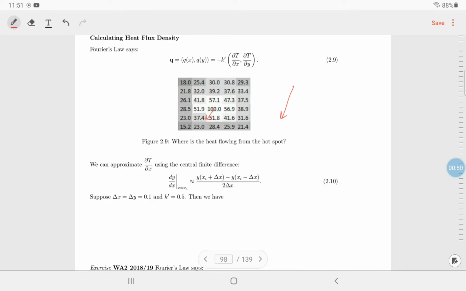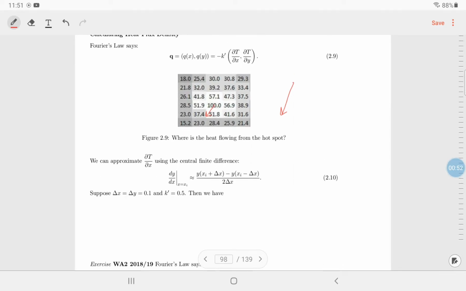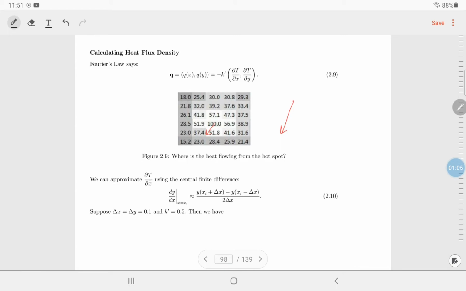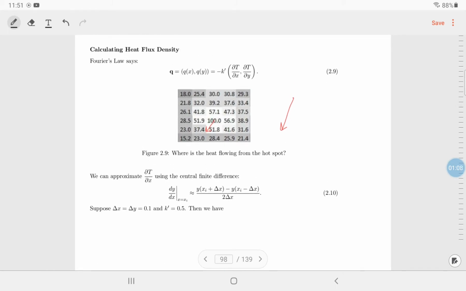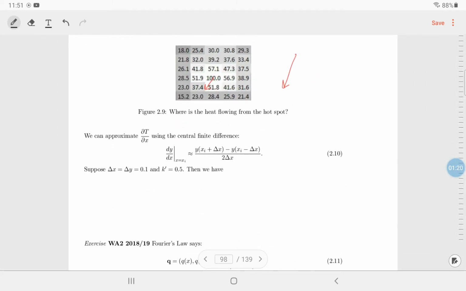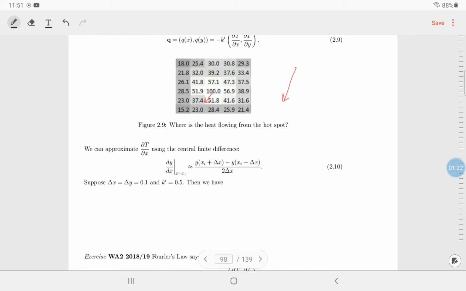So what we do, and I'm wondering, is this where the two in the previous section that I couldn't figure out came from? But no, we're going to do rise over run here. So okay, slow down a second. We have that the heat flux density is given by this formula here, but we can approximate the derivative of temperature in the x direction by doing basically rise over run. Now there's a formula there, but it's basically rise over run.